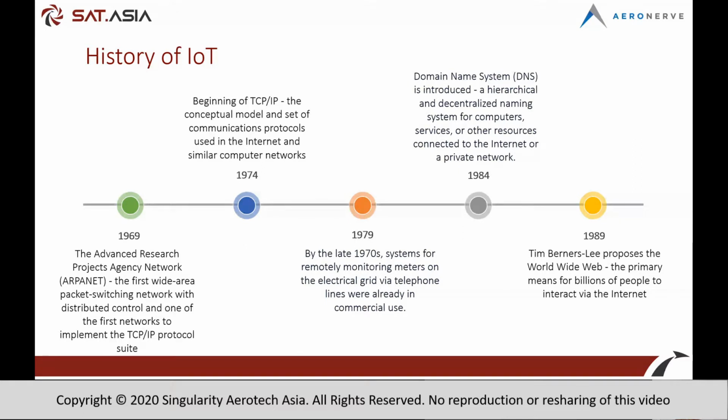Connected with computers. In 1979, a system for remotely monitoring meters on electrical grids over telephone lines. Okay, 1984, 1989. So these are the era where the internet started to get into our lives.